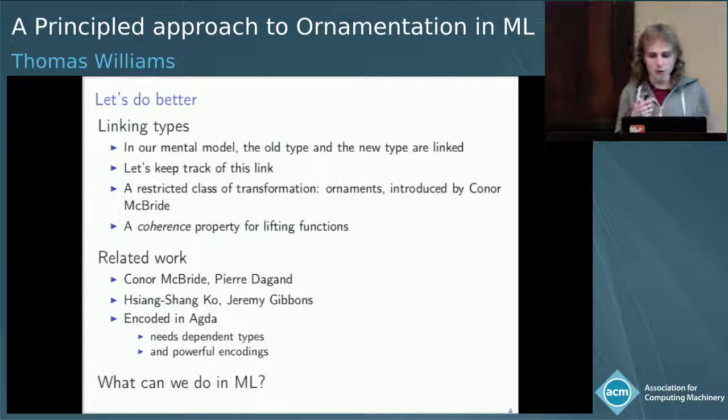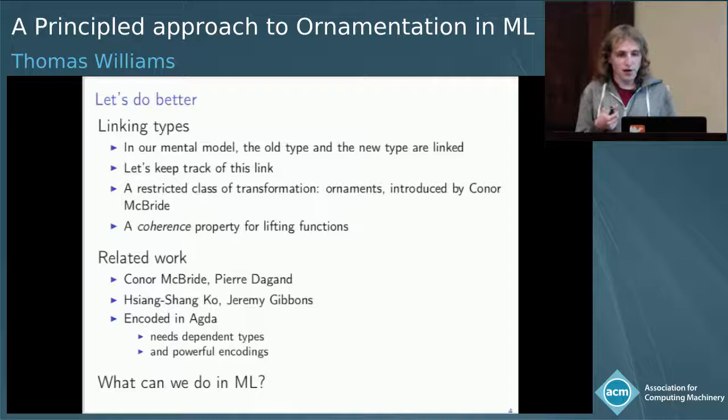So we will use a restricted class of transformations called ornaments, introduced by Conor McBride, and he introduced the coherence property that we will use for lifting functions. It gives a sort of specification of the function that we would want to produce.